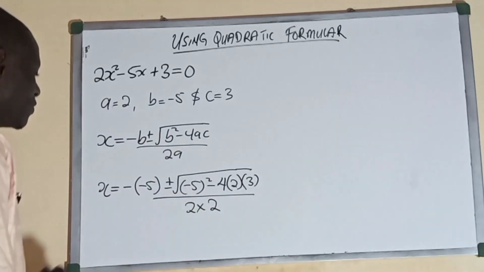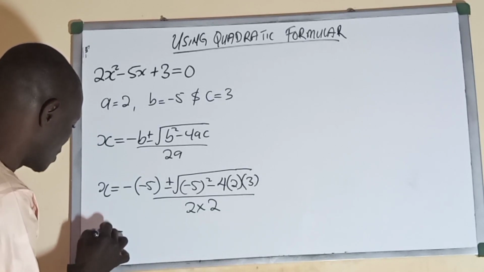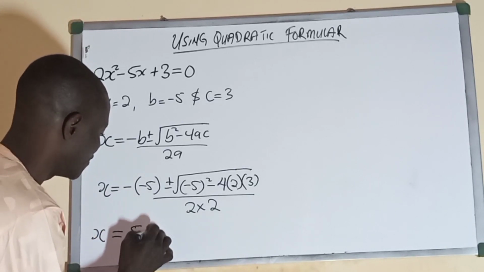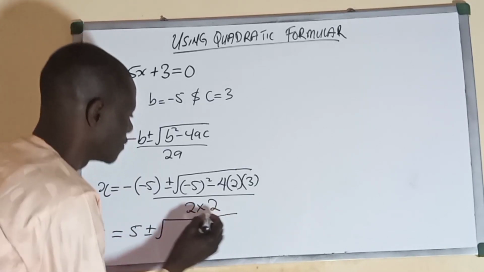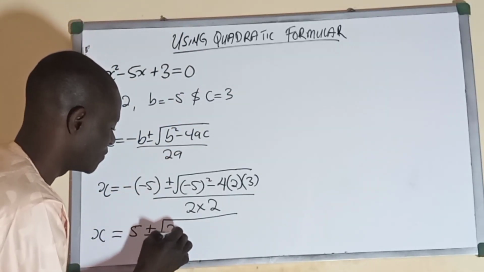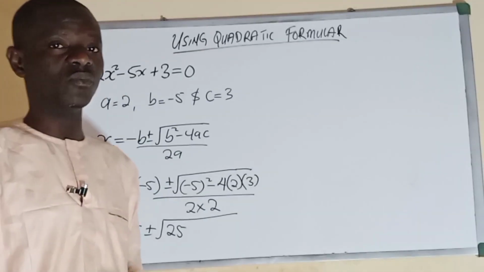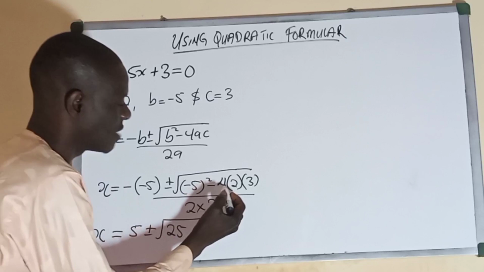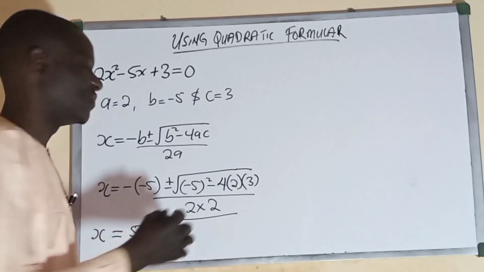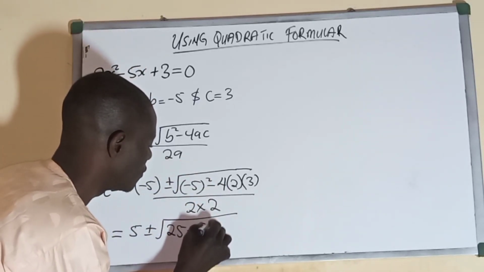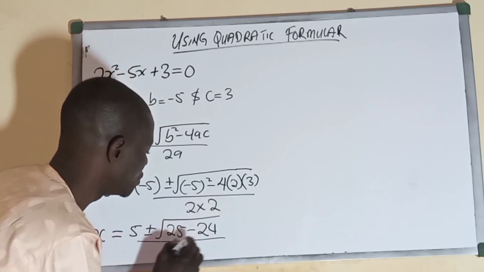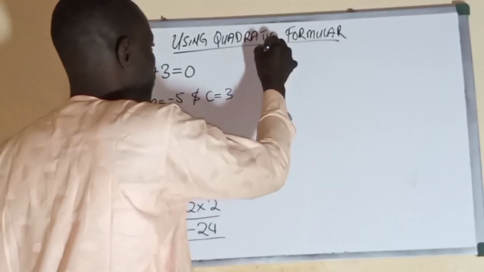Can we see it? So from here we have to say our x equals minus into minus, we have plus. Can we see it? That is 5 plus or minus the root of this: minus 5 times minus 5 will give us 25. Very simple. Minus times minus will give us plus. Are we following? So from here we have 4 times 2, which is 8. Then 8 times 3 will give us 24. So now we have minus 24, all over 2 times 2, which is equal to 4. Very simple. Can we proceed?